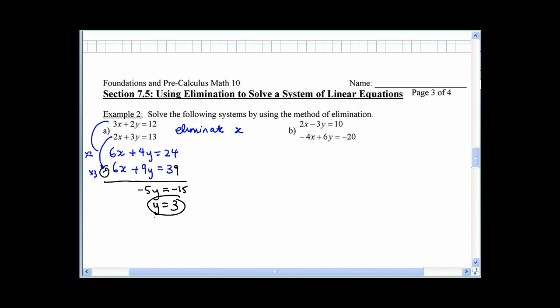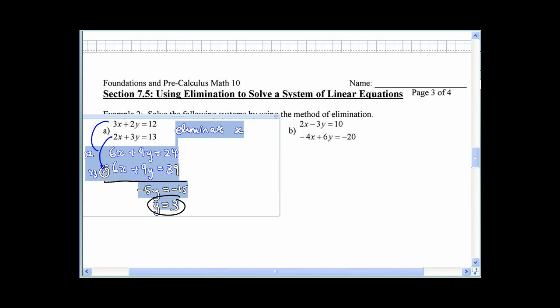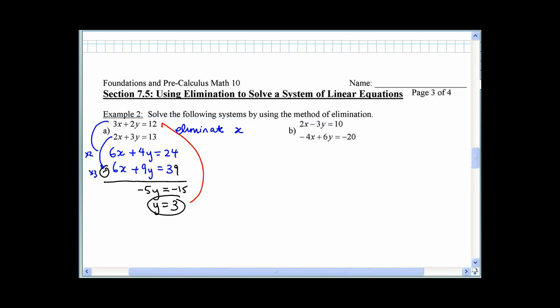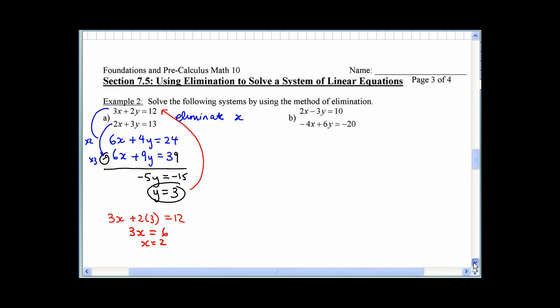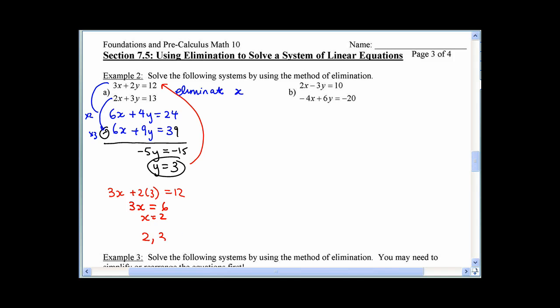And plugging it back into either equation 1 or 2, doesn't matter. 3x plus 2 times 3 equals 12. That's 6. 3x equals 6. X equals 2. If you got the answer (2, 3), congratulate yourself. Give yourself a pat on the back. That's the answer. Okay.